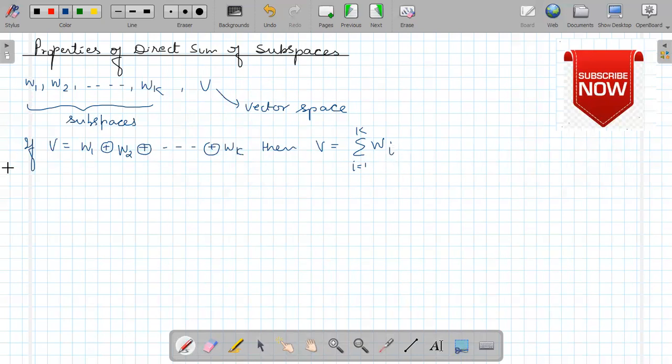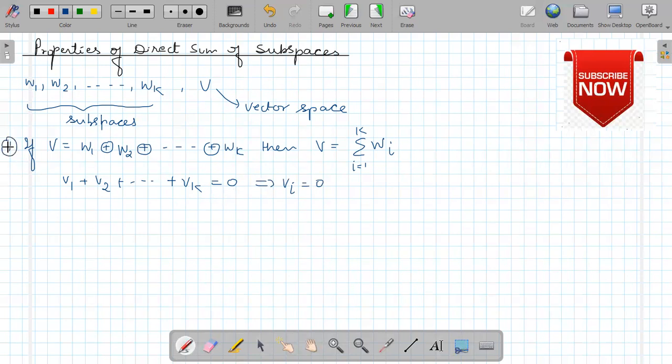And if we take one vector each from subspace Wi, then v1, v2, up to vk, where v1 is taken from W1, v2 is taken from W2, and vk is taken from Wk, if the sum of these vectors is equal to 0, then each vector would be equal to 0. This indicates the unique representation of the vector 0.